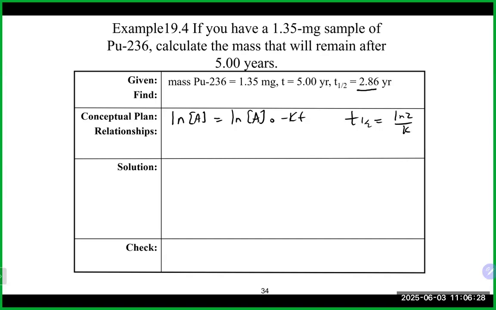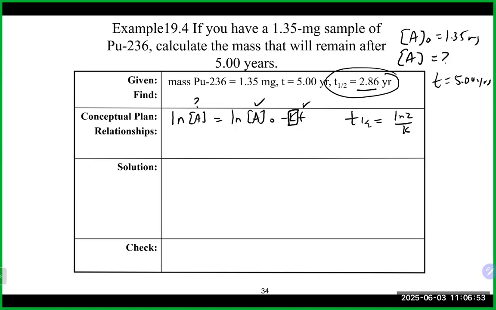So in this case, we have initially 1.35 milligrams. We're looking for how much will be there at the end of 5 years. So if we look at our equation, we have the years, we're looking for this guy, we have this guy. So as I mentioned before, very, very commonly here, they don't give you the decay constant, and that is why you're given basically the half-life here.